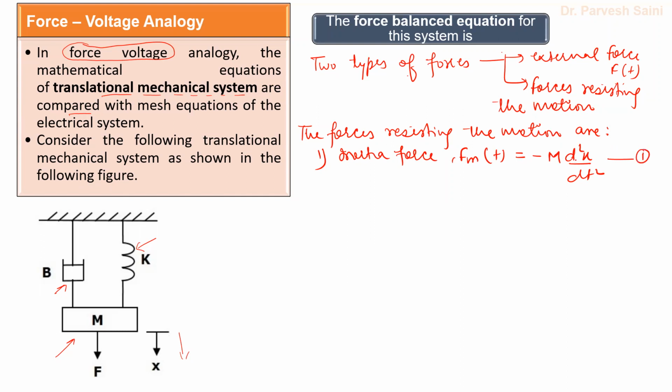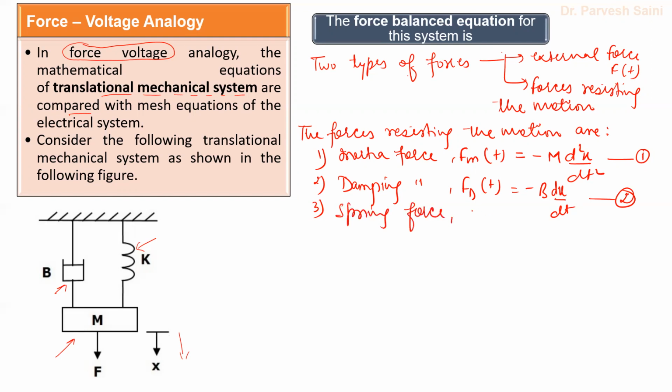This is, let us say, equation number 1. Then we have the damping force, which is, let us say, f_d(t), which is minus b dx by dt. This is equation 2. And the third one is the spring force, which is f_k(t), equal to minus kx. This is equation 3, right?